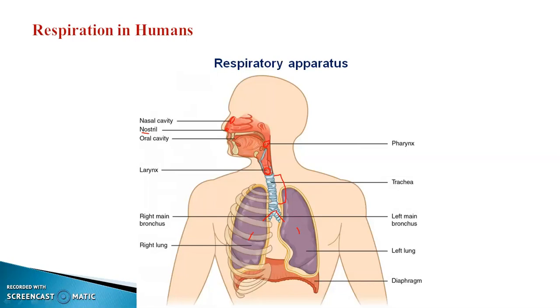And these lungs at the interior end are supported by the diaphragm. So this diagram shows where the different respiratory organs are placed in our body. This is known as the respiratory apparatus.